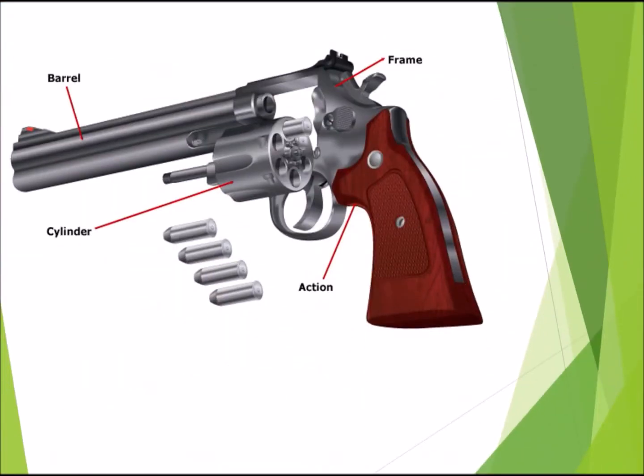First of all, the basic parts of any firearm. We'll take one example of a revolver. It has the barrel. This part is called the barrel, this is the muzzle end, and this is the breech end. Now this part is the frame or stock, and this part is known as the action or lock. So a firearm has three parts: the stock or frame, the lock and action, and the barrel. And this is the cylinder in the case of a revolver.